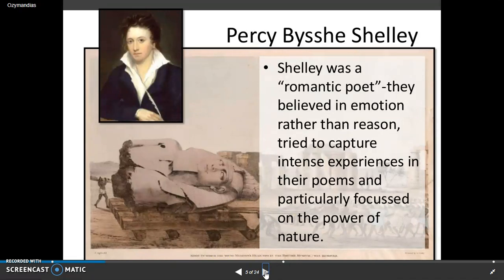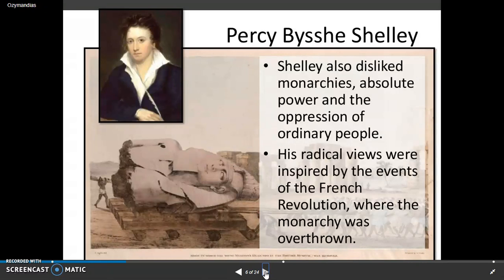Percy Shelley was a romantic poet that believed in emotion rather than reason, tried to capture intense experience in their poems, and particularly focused on the power of nature. Shelley also disliked monarchies, absolute power and oppression of ordinary people. His radical views were inspired by the events of the French Revolution, where the monarchy was overthrown.